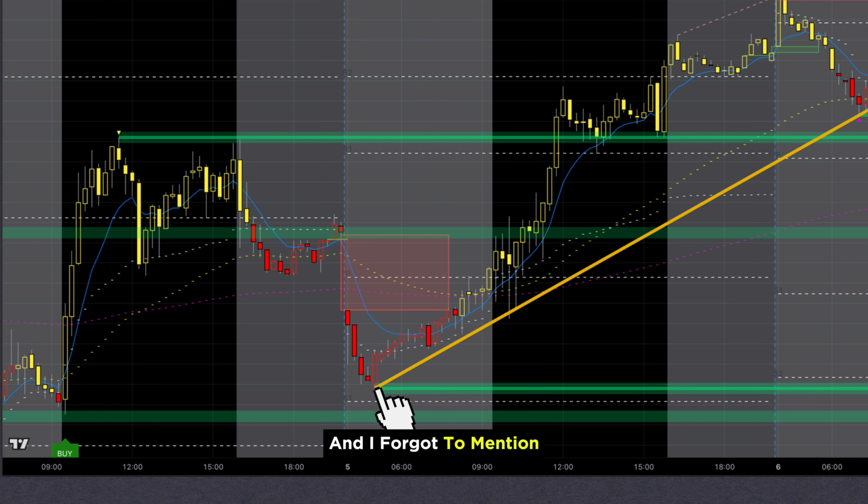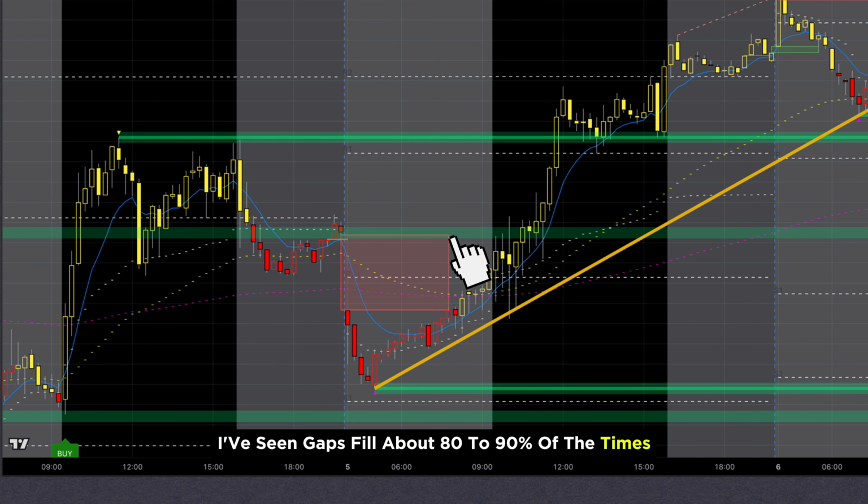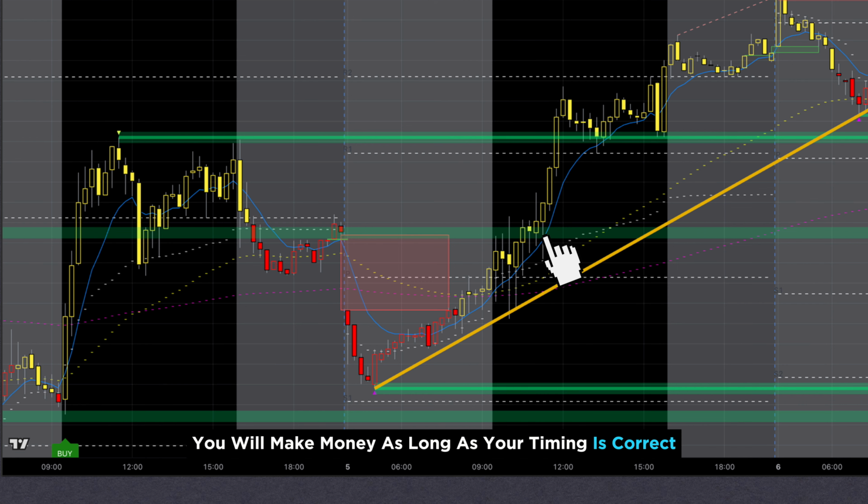And I forgot to mention, one of the biggest parts of our strategy is gaps. Look how cleanly it shows you if there is a gap on the daily, gap on the 5-minute, gap on the 1-minute, and a lot of these gaps fill. In my eyes, I've seen gaps fill about 80 to 90% of the time. So 8 out of 10 times, if you take a gap fill trade, you will make money as long as your timing is correct.